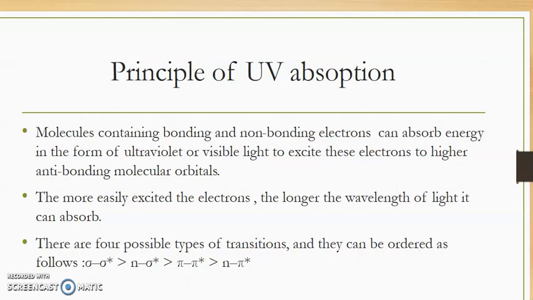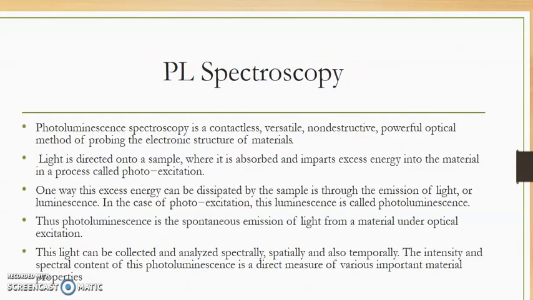There are 4 possible transitions and they are ordered as follows: sigma to sigma star, n to sigma star, pi to pi star, and n to pi star. Those are the possible transitions. Coming on to PL spectroscopy, we have photoluminescence spectroscopy.